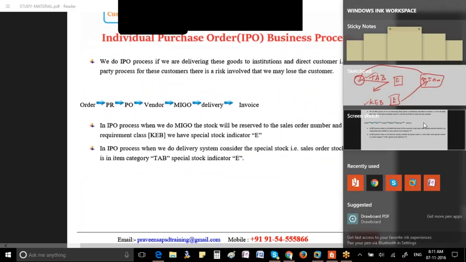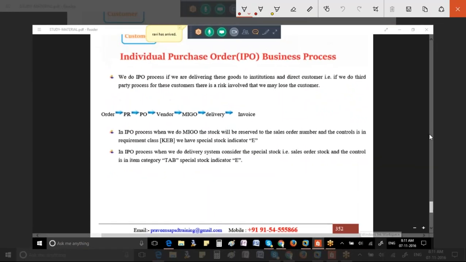So how do you make this reserved? When you upload the stock with movement type 561, there will be an option there, special stock. Activate that. The system will ask you which sales order. Enter the sales order number, so that in MMBE the stock will go and sit under the sales order stock there. Okay. So in IPO, the sales order number and controls are in the KEB requirement class E.